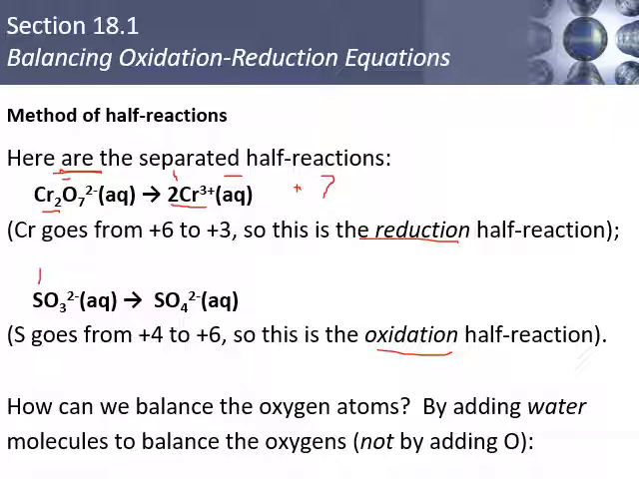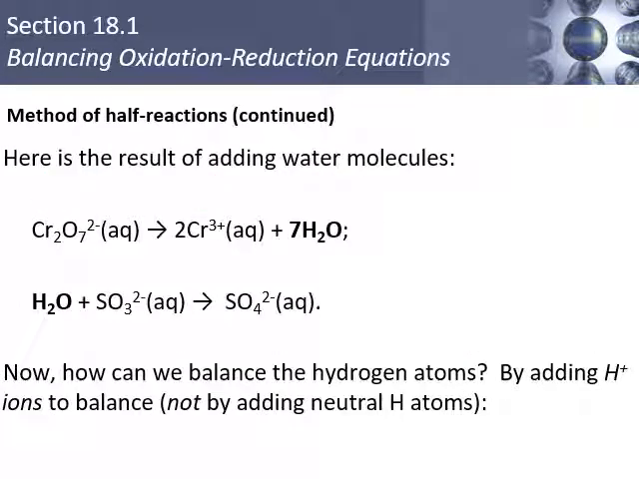What about here at the bottom? Well, we have 3 O's on the left and 4 on the right, so we're going to need to add 1 more to the left. So we add not O, but H2O. And I'm not going to try to write it out because it takes too long, but it would be H2O. And so let's go to the next slide. So here we see that we've added the 7 H2Os to the right for the reduction half reaction, and we've added the 1 H2O to the left.